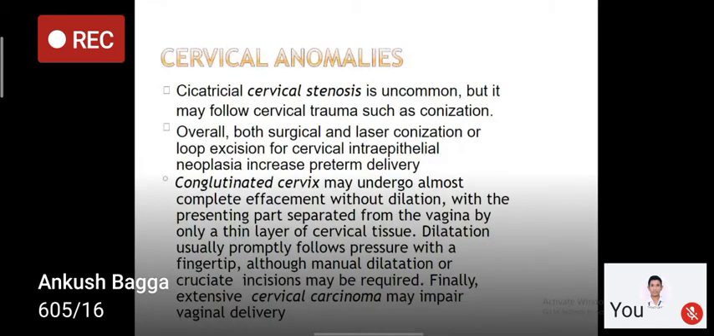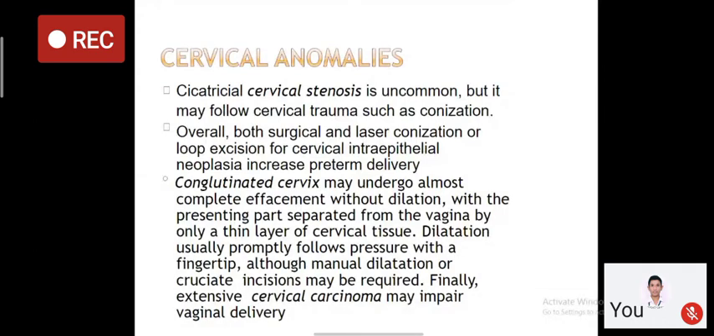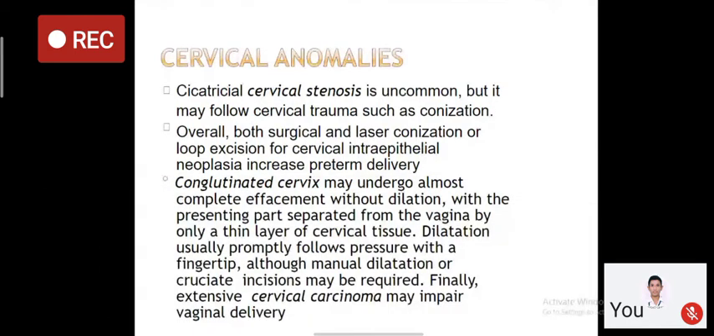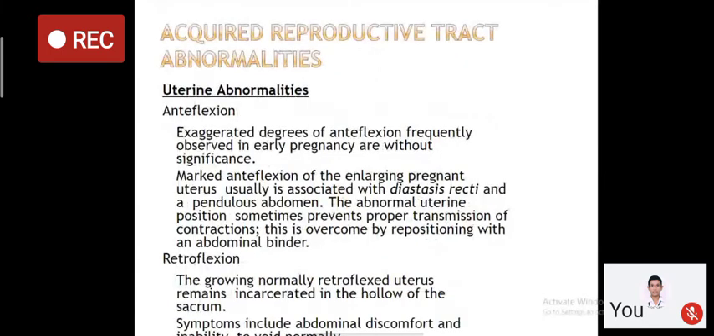A conglutinated cervix may undergo almost complete effacement without dilatation, with the presenting part separated from the vagina by only a thin layer of cervical tissue. Dilatation usually promptly follows pressure with the fingertip, although manual dilation of a cruciate incision may be required. Finally, extensive cervical carcinoma may impair vaginal delivery also.